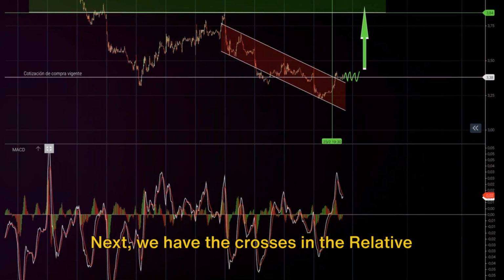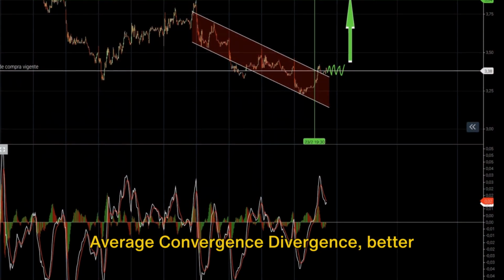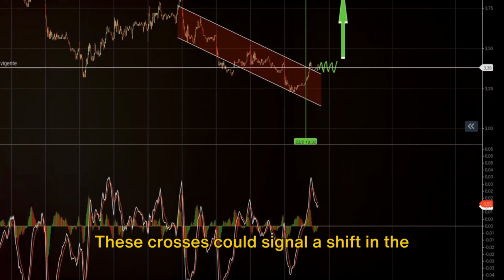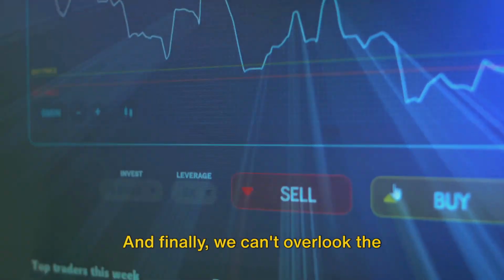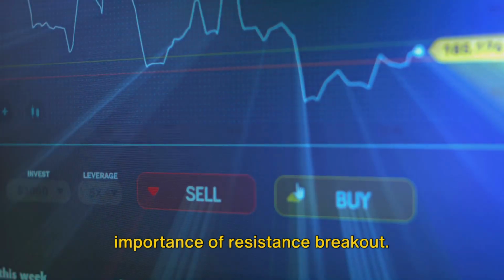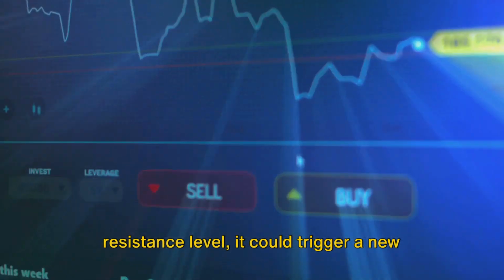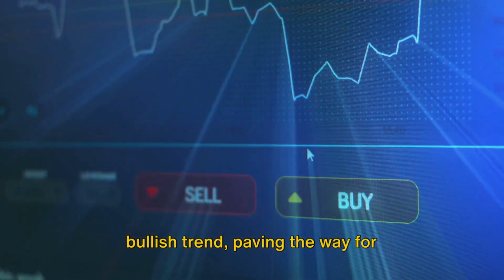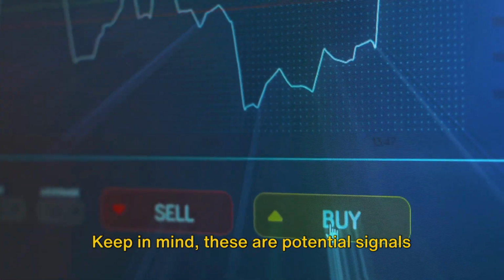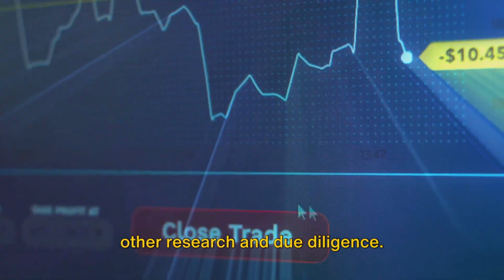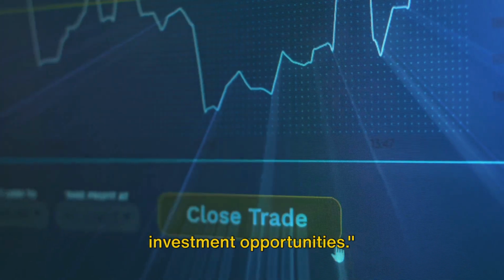Next, we have the crosses in the Relative Strength Index, or RSI, and the Moving Average Convergence Divergence, better known as the MACD. These crosses could signal a shift in the market's momentum towards an uptrend. And finally, we can't overlook the importance of resistance breakout. If the price manages to break through the resistance level, it could trigger a new bullish trend, paving the way for potential investment opportunities. Keep in mind, these are potential signals and should be used in conjunction with other research and due diligence. These signals could indicate potential investment opportunities.